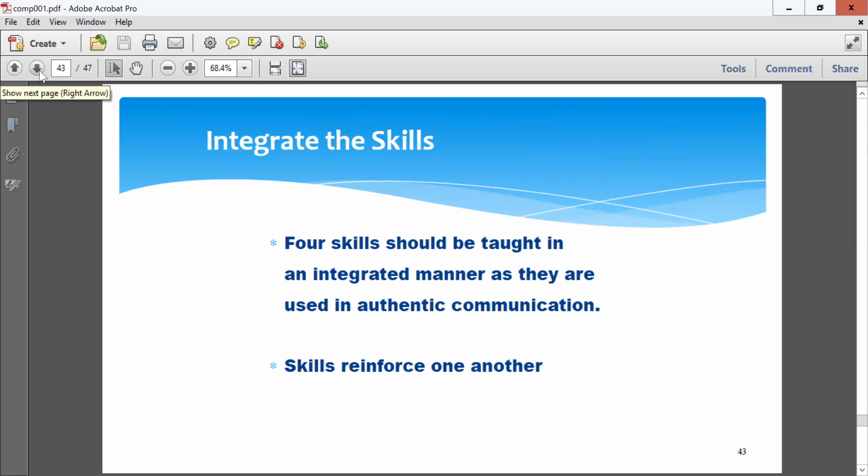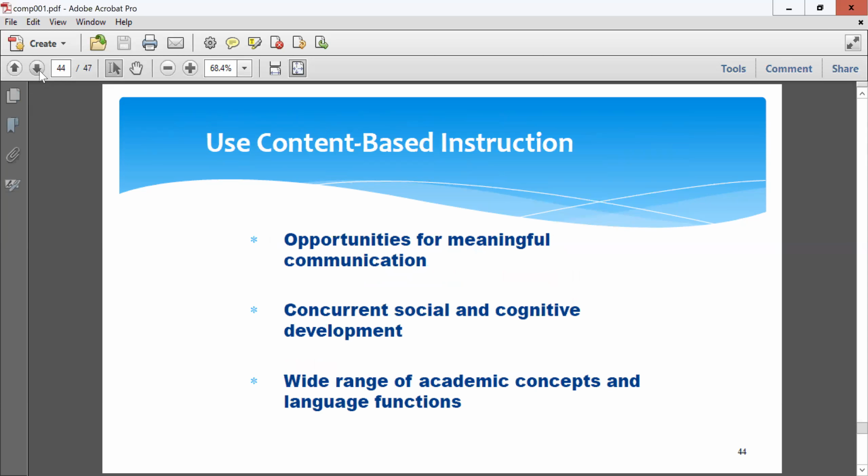How do we integrate these skills? Well, I think it's pretty automatic when we use authentic communication. When I'm talking to you, you're listening, and you respond, you're speaking. If I ask you to read something and then respond in writing, that's a reciprocal relationship. So these skills are reciprocal and they reinforce one another.